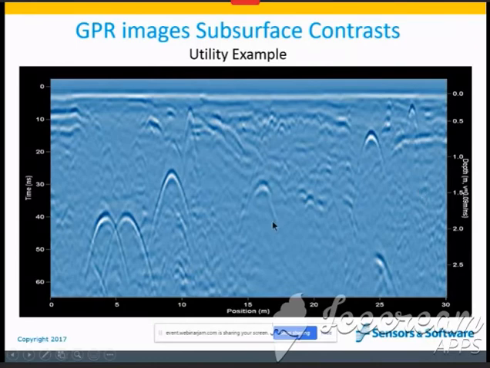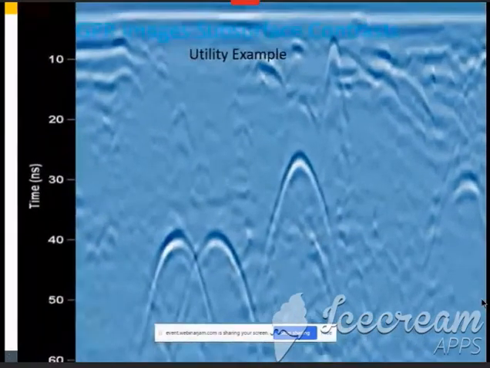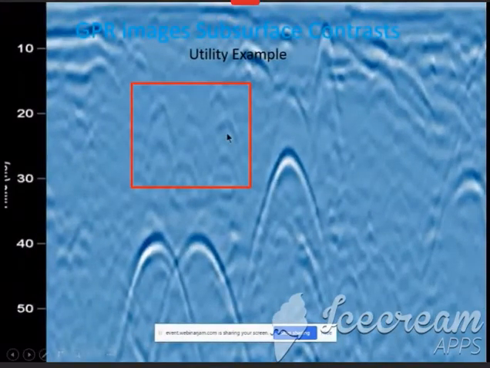Here's a strong hyperbola that's weaker even though it's deeper. Here's a weaker hyperbola that's shallower than this deeper one. There's information in these observations that will help you interpret your GPR data better. When we zoom in to this area, we can see a number of weak hyperbolas.